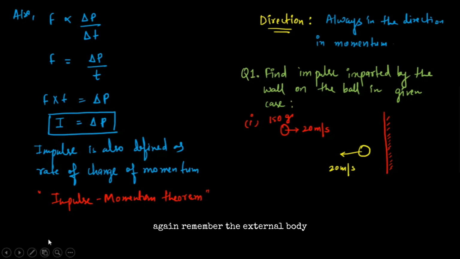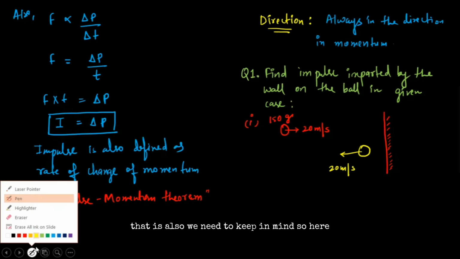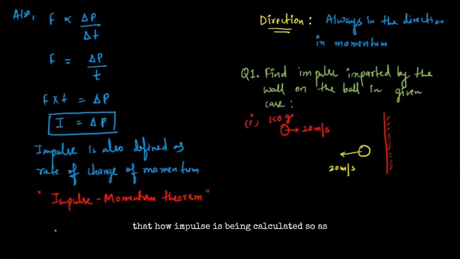Again, remember, the external body which is not moving, or which is actually changing the momentum of a given body, that body is the one which imparts impulse and momentum. It is not that body which is moving. So that is also something we need to keep in mind. So here we have to understand how impulse is being calculated.